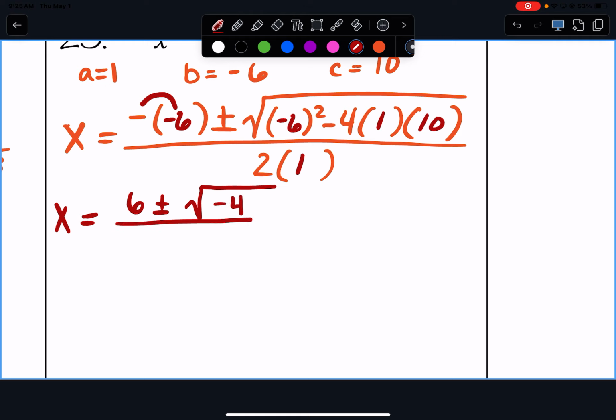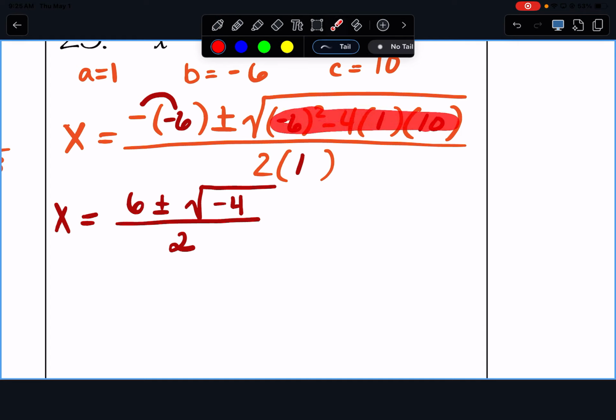Negative 4, all over 2. Hey, when you said you have to rewrite it all again, what did you say? You said if you put it in the calculator. Oh, so you only need to put the inside of the square root into your calculator. Because with the square root, you'll have the chance of it erroring, and if it errors, you're going to have to retype the whole thing anyway. So we get negative 4.